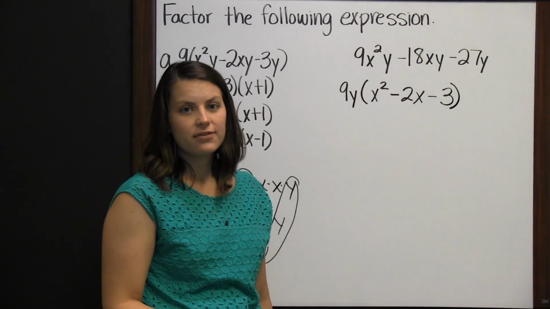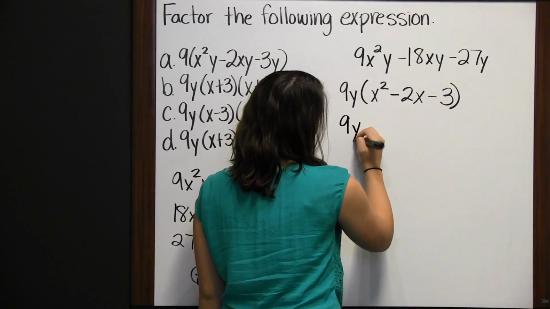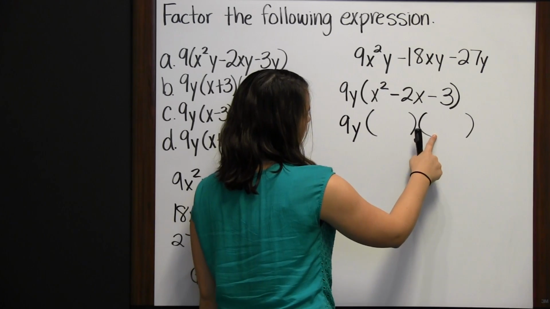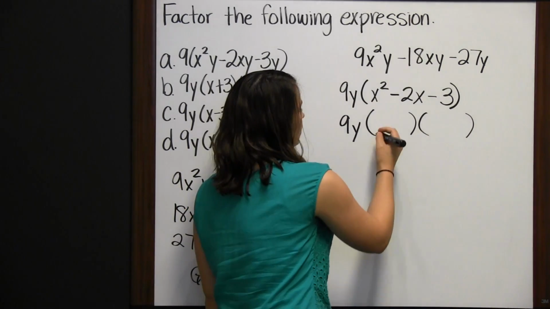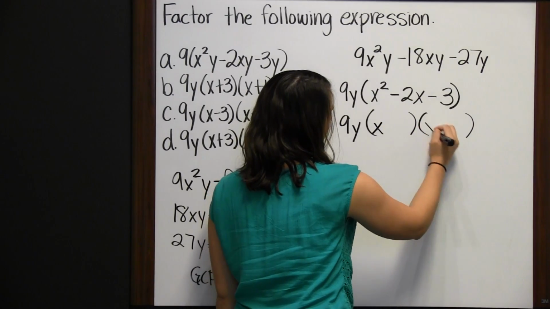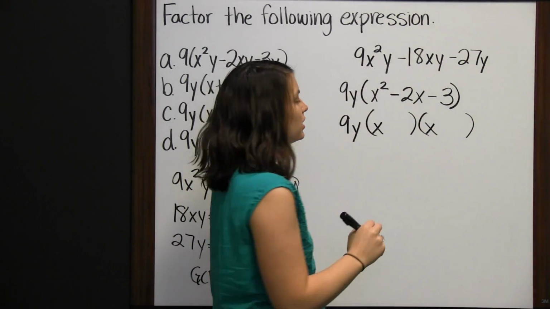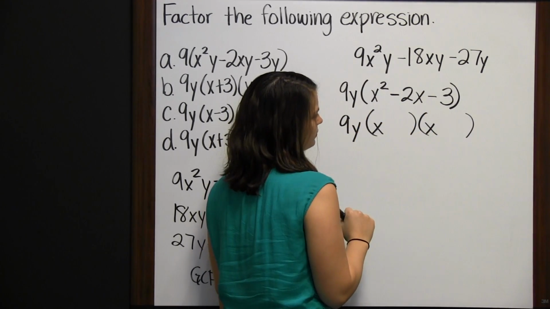Now we need to look and see if we can factor this trinomial. So bring down the 9y. And if this trinomial can be factored, we're going to factor it into two binomials. Well, I know that I'm going to have x and x as my first term in each set of parentheses, because x times x is x squared.